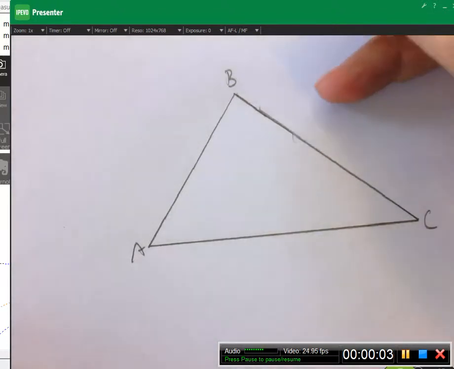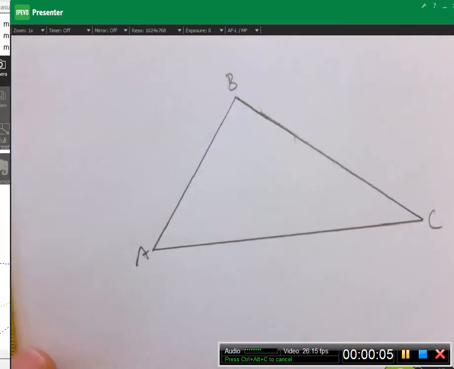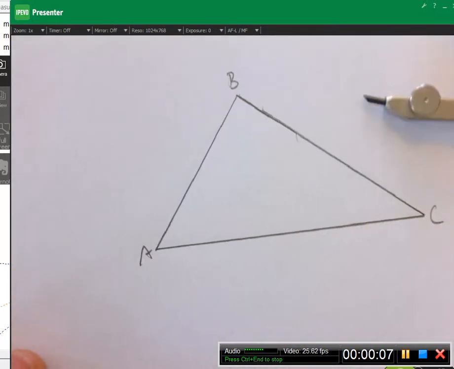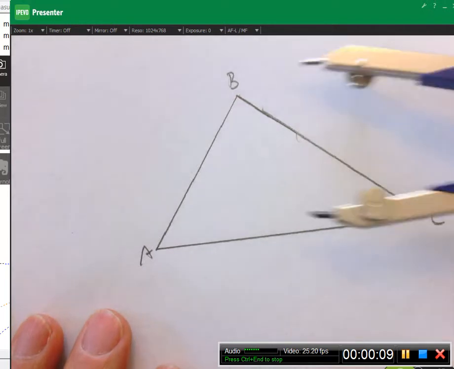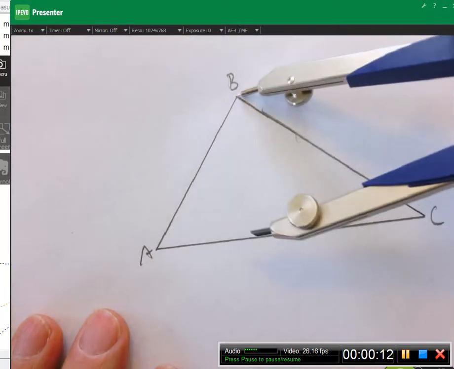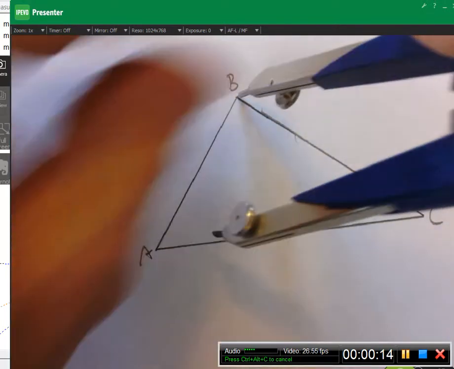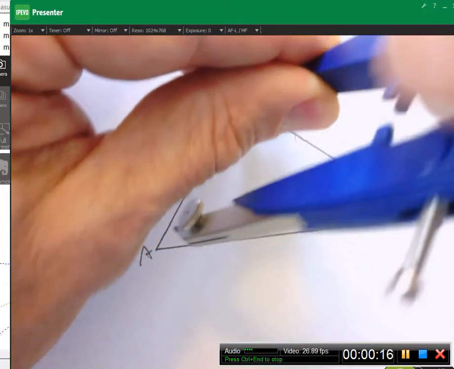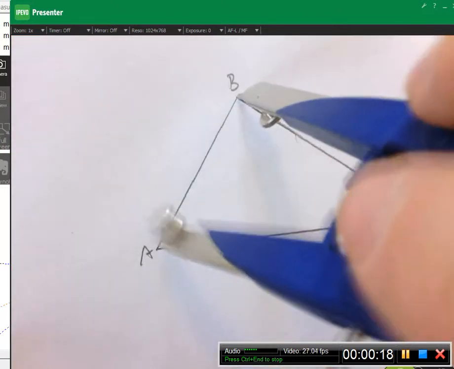Okay, we're going to construct an altitude here to begin with. An altitude is a line segment that goes from a vertex of a triangle to the opposite side, and it's going to be perpendicular to it. That's important.